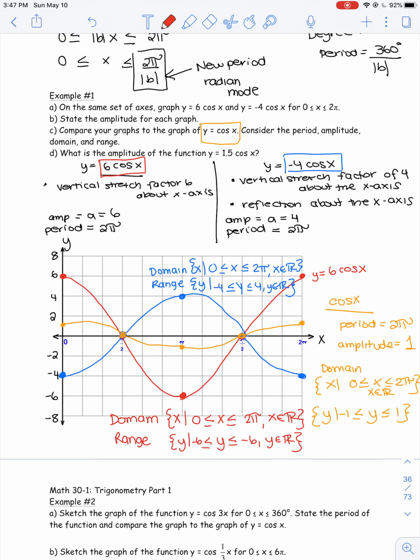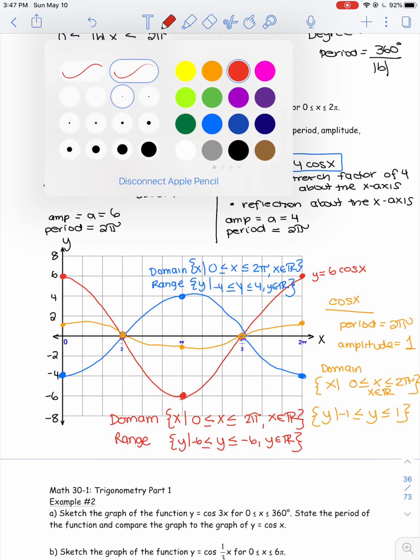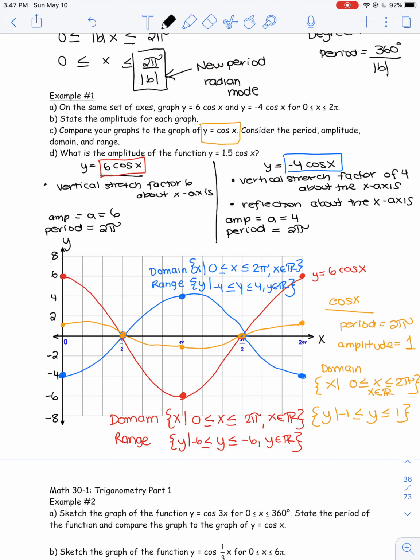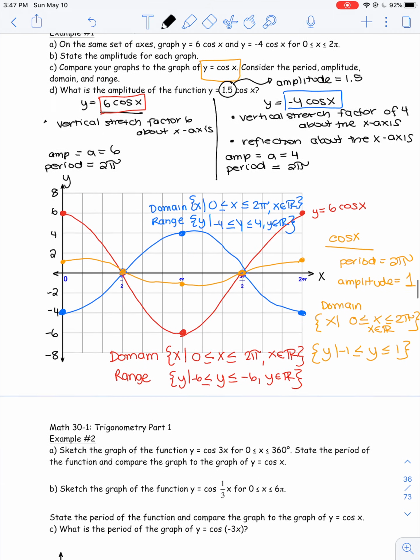And then D, they're just asking for the amplitude. So the amplitude for 1.5 cos of x would be this value. So amplitude would equal 1.5. So it's always equal to your vertical stretch value only, the factor. Okay, so that's example number 1.